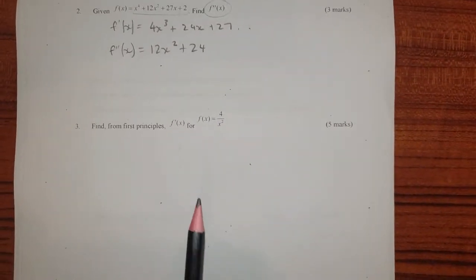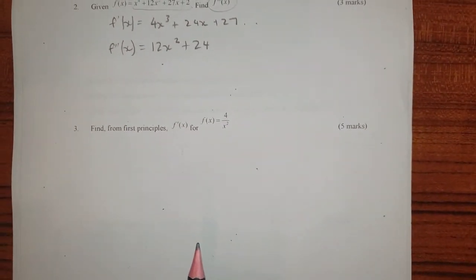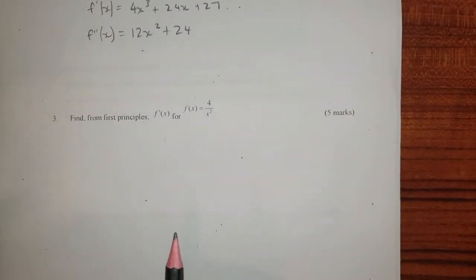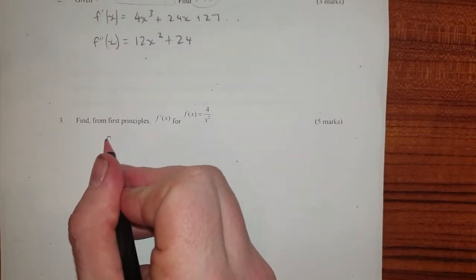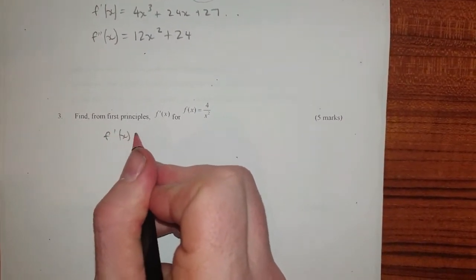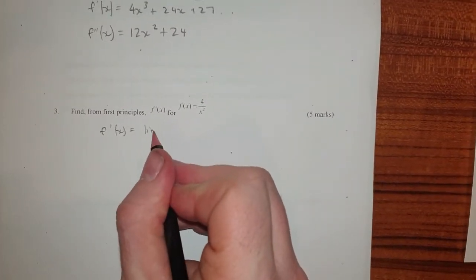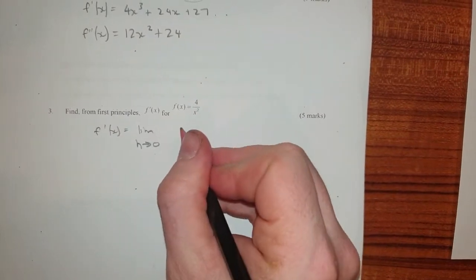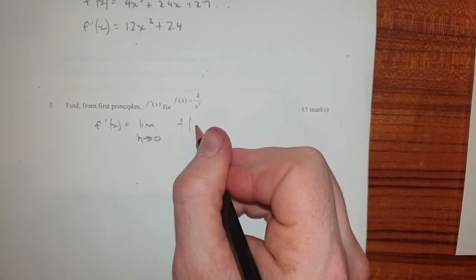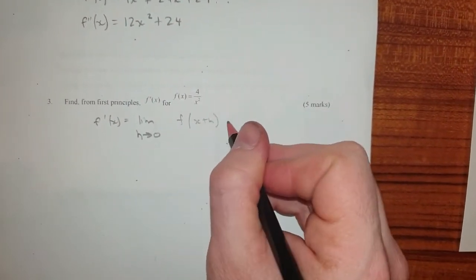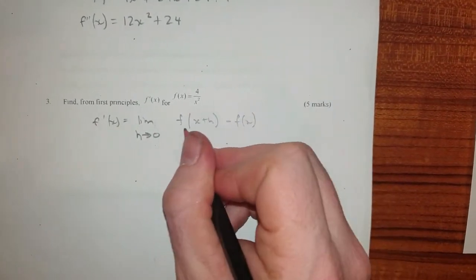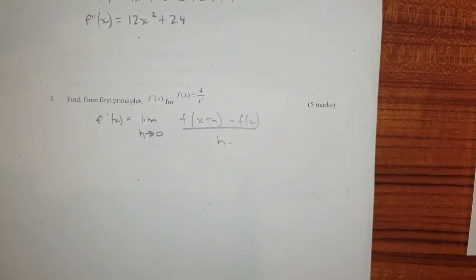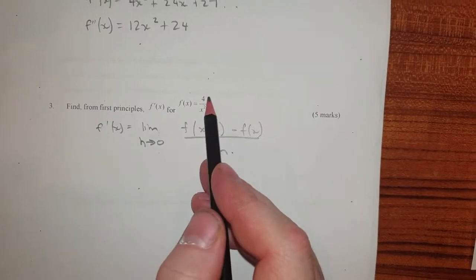Okay, first principles. This is a bit of a nasty first principles, if I'm honest, but that's okay. So our first principles say that I'm looking at the limit as h tends towards 0 of f of x plus h subtract f of x all over h. So that's what I'm looking at. And here my f of x is 4 on x squared.